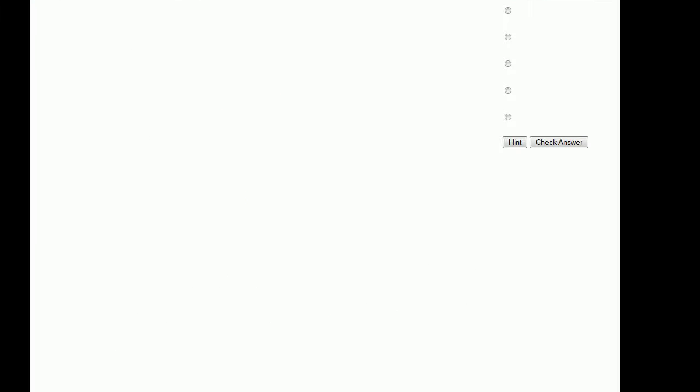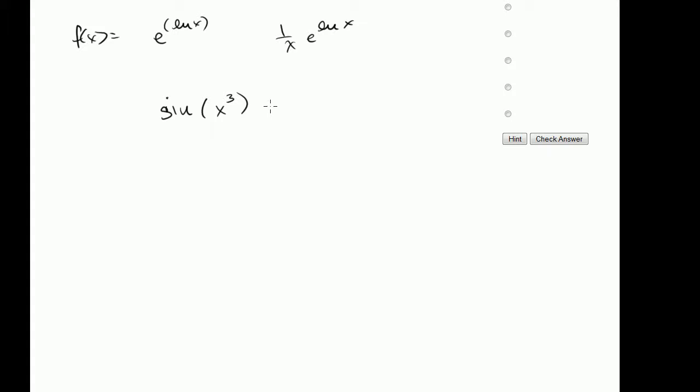And there's all sorts of functions, just to make sure we're all on the same page. Other example problems would be things like f of x is equal to e to the natural log of x. Obviously, the answer here is 1 over x times e to the natural log of x. It could be sine of x to the third. The derivative here is 3x squared times cosine of x to the third. I want to be careful there. We could also do sine squared of x. The derivative here is 2 sine of x cosine of x.